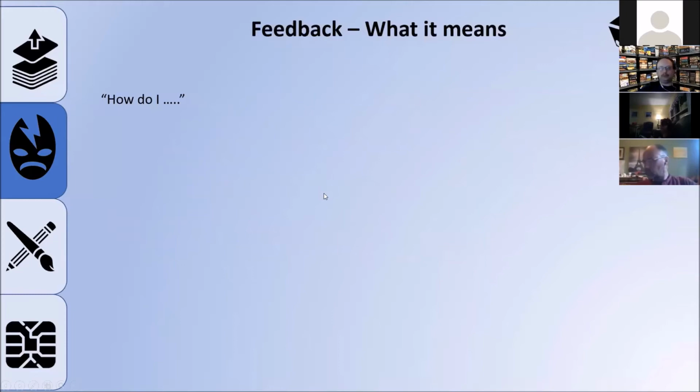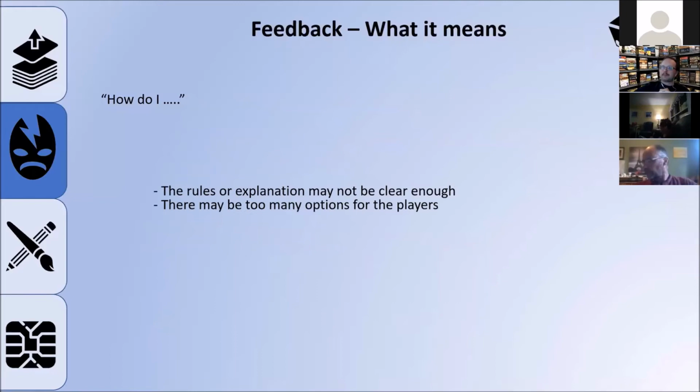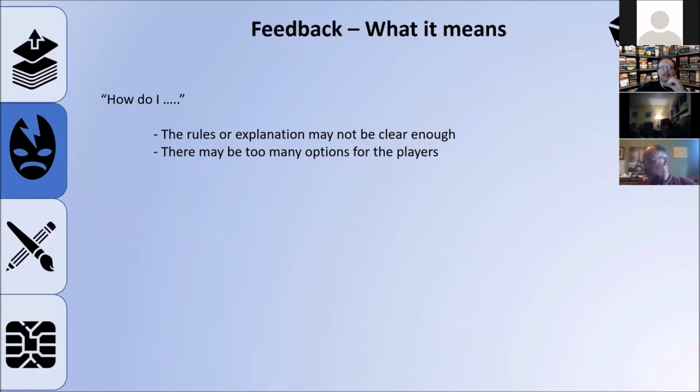How do I do blank? You're going to hear this a lot, and in the beginning, that's perfectly fine. However, when you get to a point where it's a group of playtesters who have played it a couple times, three, four times, and they're still continually asking how they do something, there's something wrong with that. It's either that the rules themselves are not very clear, they're not explaining it enough, or again, there might be too many options. There's too much going on for them to understand what they need to do at this point in the game.